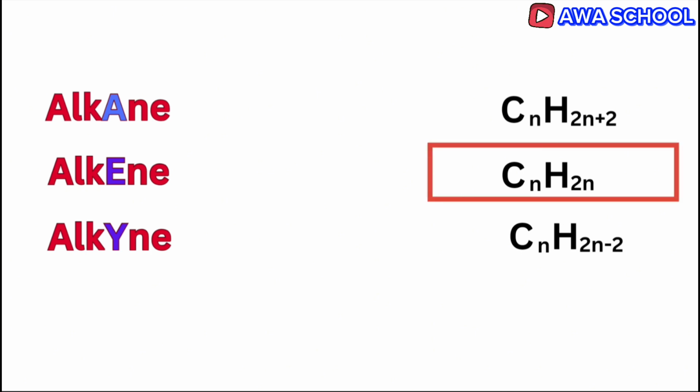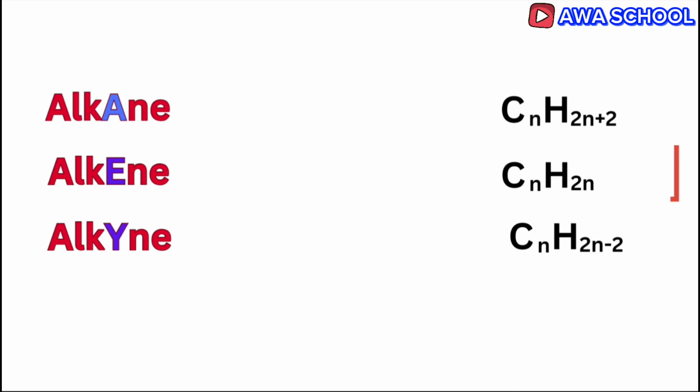Now, there's a group we must know if we want to talk about the general formula of homologous series. That group is called the alkyl group. But how is this alkyl group formed? We already talked about how these three are formed, right? Now, how is this alkyl group formed?